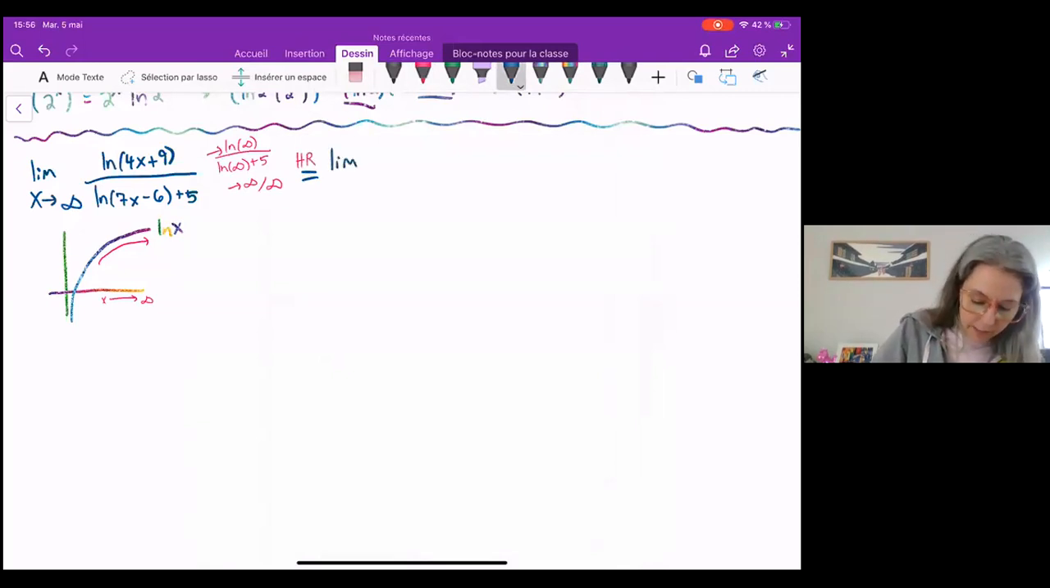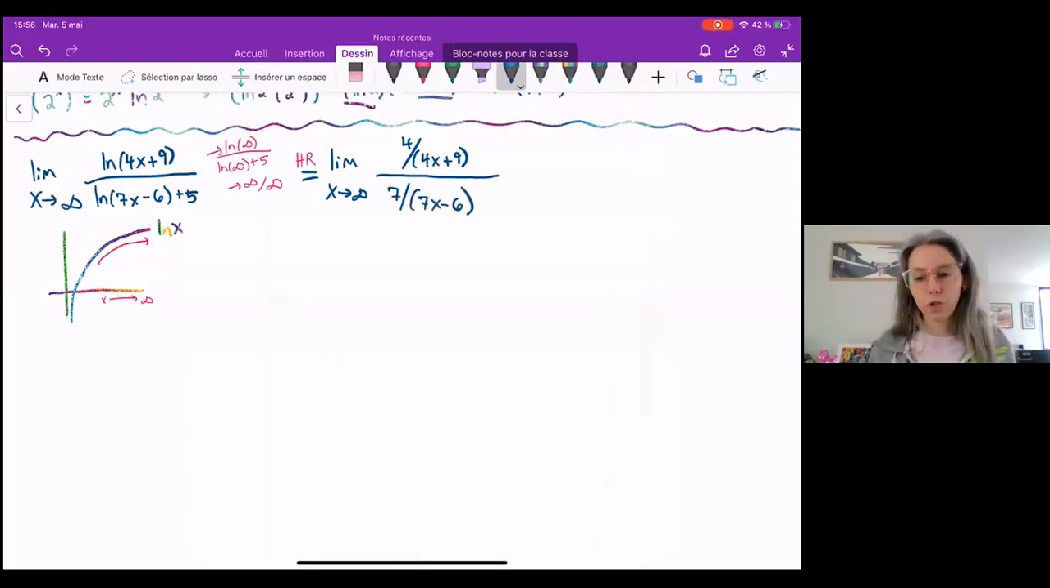The limit as x approaches infinity of 4 over 4x plus 9 divided by 7 over 7x minus 6. The derivative of 5 is just 0. So the 4 on top is because the derivative of 4x plus 9 is 4. The 7 on top is because the derivative of 7x minus 6 is 7. So remember, for logs, we're applying the chain rule here. The thing on the inside, the 4x plus 9, goes on the bottom, and its derivative goes on the top. So derivative over the thing itself.